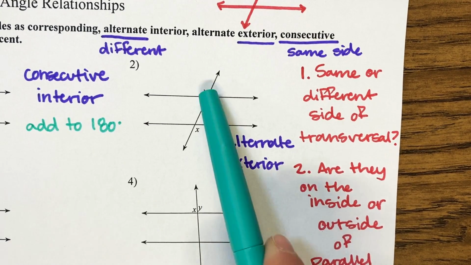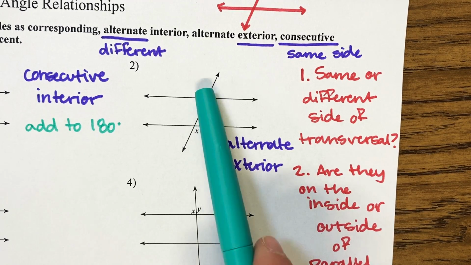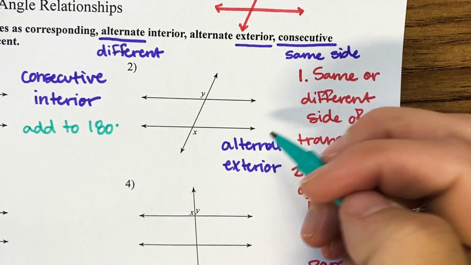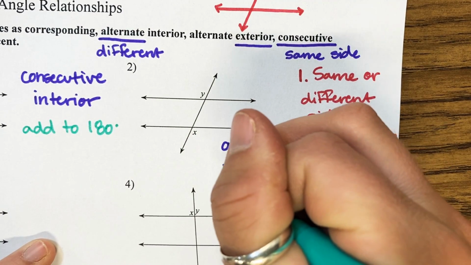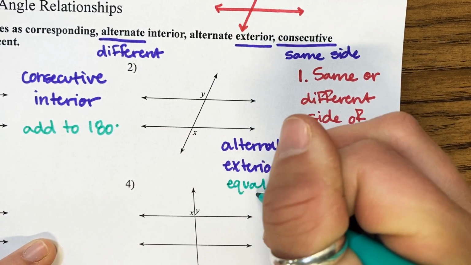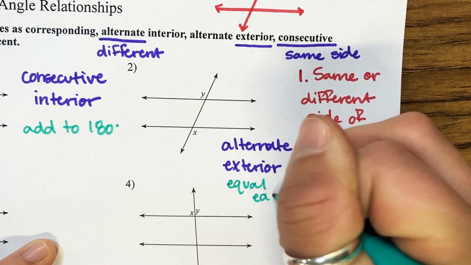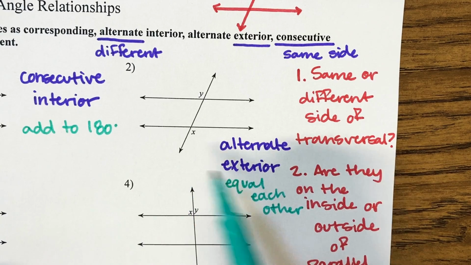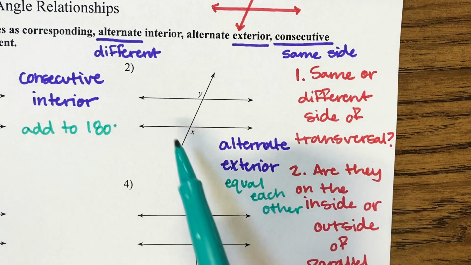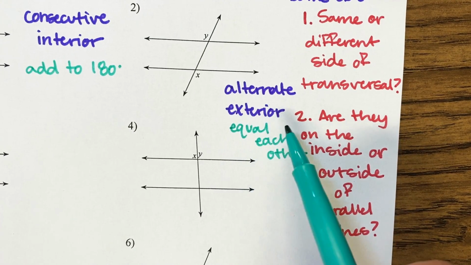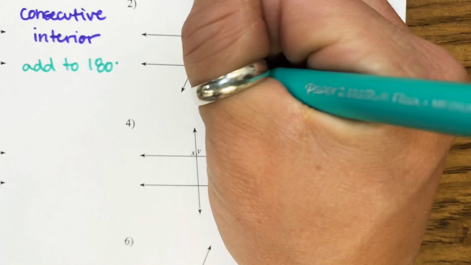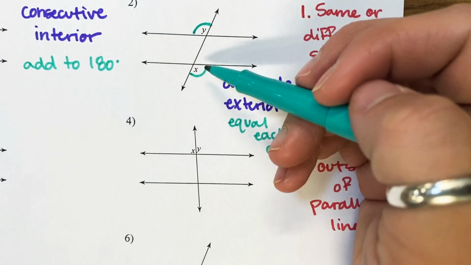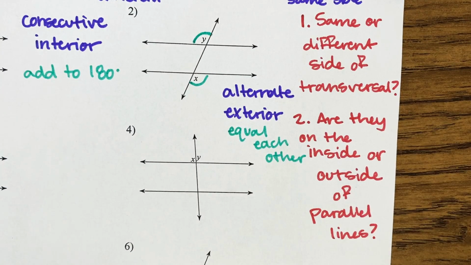Well, we know that alternate exterior angles equal each other. So we're gonna write that right here, equal each other. And it is kind of going into number 4, that's okay. So number 2 are alternate exterior, and we know that these guys, x and y, equal each other. So whatever x equals in degrees, that's going to be y as well.